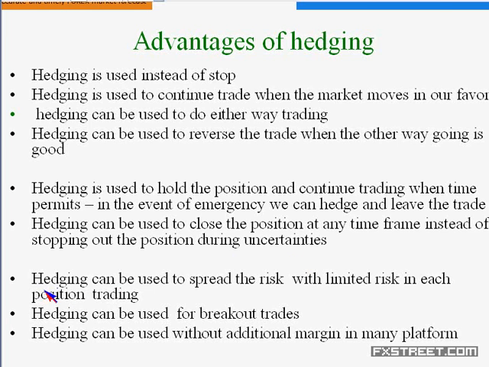Then hedging can be used to spread the risk with limited risk in each position trading. As I explained, every 100 pips you can keep the hedging orders. You can keep the buyer limit orders, let them drop the market any level. At every 100 pips you will be able to see that order is filled, and suppose if they drop about 500 pips, then you might have about 5 positions, and for each position you try to keep a 30 pips hedging order, let them come down. You simply close the platform and watch by end of the month.